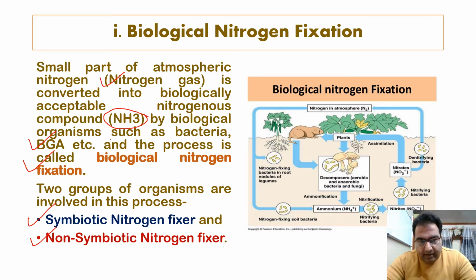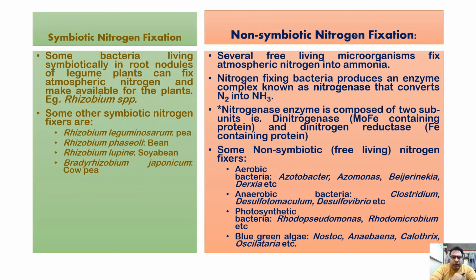And these bacteria which convert nitrogen gas into ammonia can be symbiotic nitrogen fixers or non-symbiotic nitrogen fixers. When we talk about symbiotic nitrogen fixation, some bacteria live symbiotically in the root nodules of legume plants. We all know that legume plants contain symbiotic bacteria in the root nodules, and they fix atmospheric nitrogen and make it available for the plants, such as the Rhizobium species.